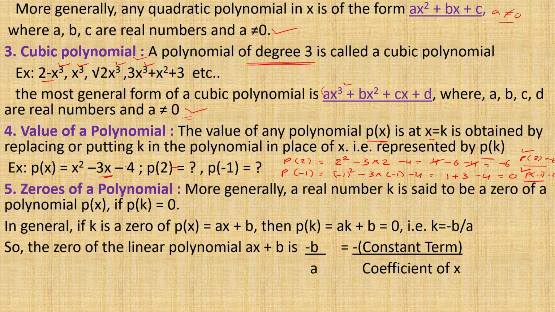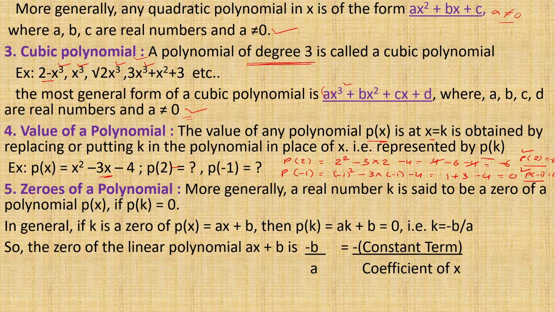So this is the value of a polynomial. Simply, the value of any polynomial p of x at x is equal to k is obtained by replacing or putting k in the polynomial in place of x. Here we have seen one example also, how the value of x can be calculated by using the polynomial.